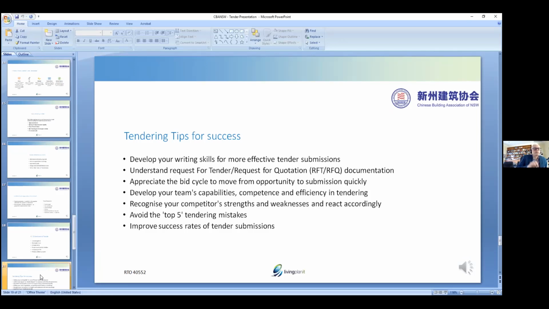Find little things that maybe other tenderers don't find. Errors that even consultants make. I found errors that consultants have made, and go back to the client and say, look, the consultant's made an error here. The client's going to look at you and go, wow, this guy's picking up errors from consultants. How good is that? Okay, we can use someone like this to do our project.